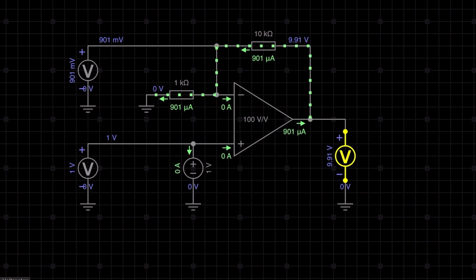So from this video, I think you easily understand the two limitations of the virtual short. First, if the op amp works in the saturation region, then virtual short is not applicable. Second, if the open loop gain is lower than 10 to the power 4, then we cannot use the virtual short. I think by this simulation and calculation, it is very easy to understand both of these concepts.